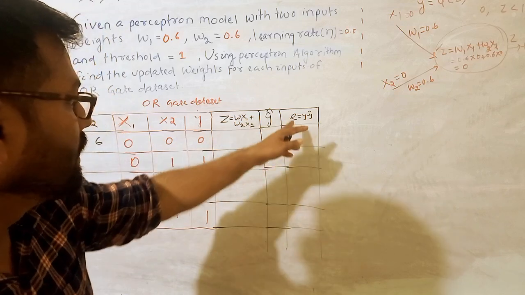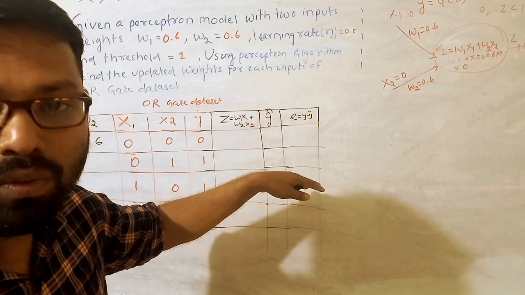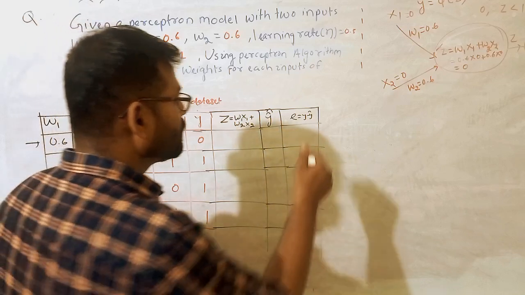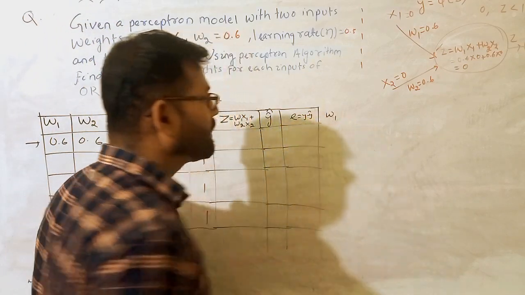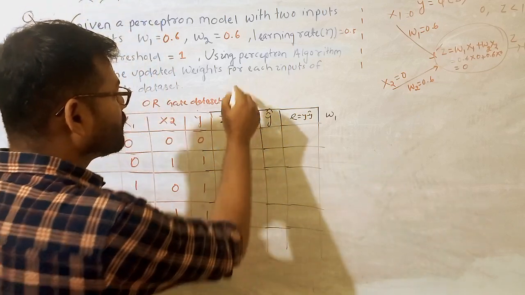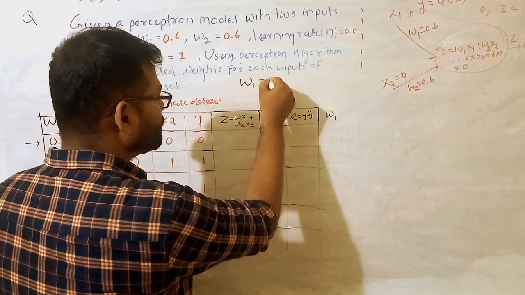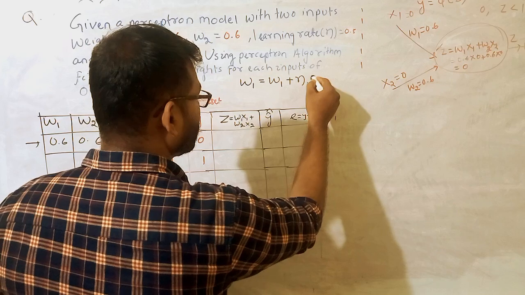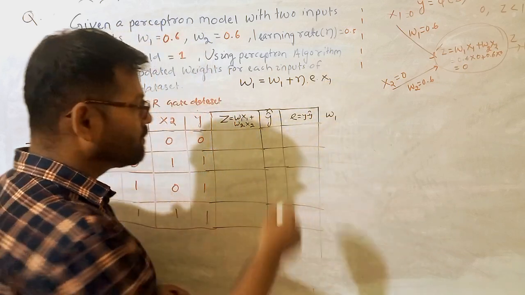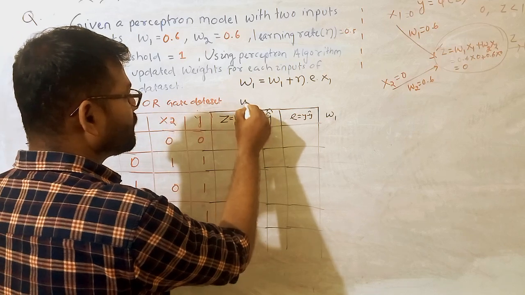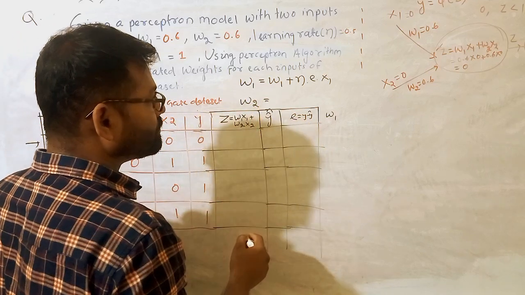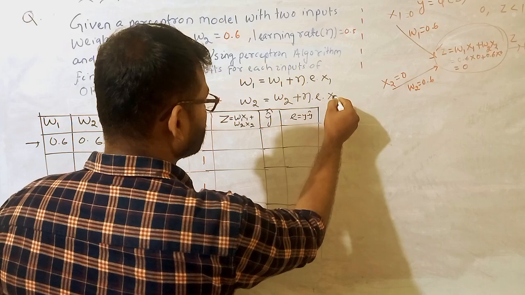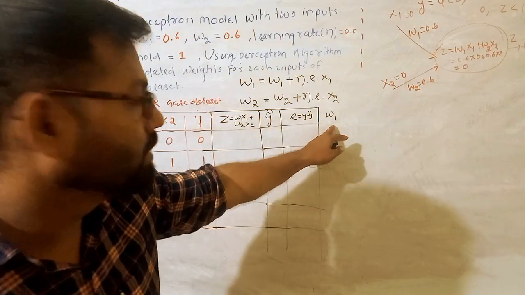After that, how this error is going to help to change or adjust the weights, we will see. So our first weight is W1. Remember the weight updation formula. The weight will update using W1 plus eta, this is the learning rate, times error and X1 input to change the value of W1. And how to update W2? W2 is equal to W2 plus eta into error into X2. So we are going to use this formula here to update the weights.